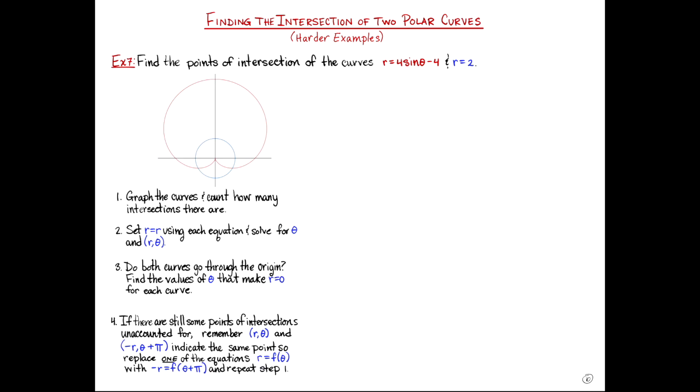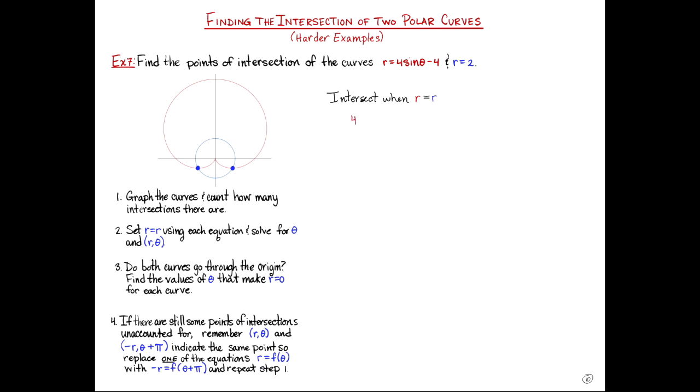I wanted to revisit finding the points of intersection of polar curves and highlight some of the more challenging examples. We use the same process that we used on the earlier examples. So let's begin by graphing the curves if they aren't already graphed for you. Here they are. And then plot all of the points of intersection. Here it looks like we have 2 points of intersection, one in the third quadrant and one in the fourth quadrant. We know that curves intersect when r is equal to r.